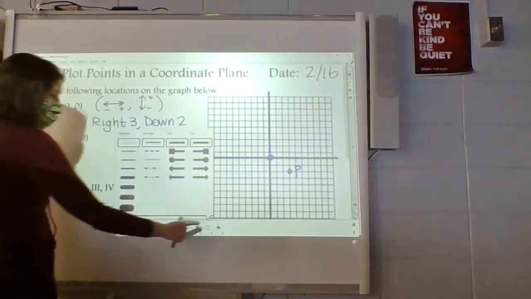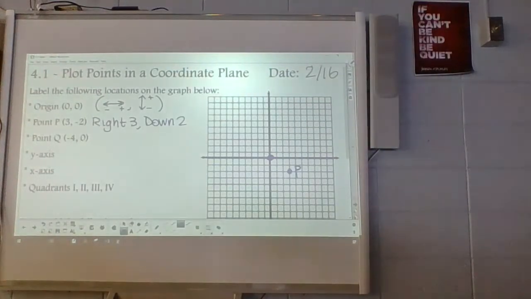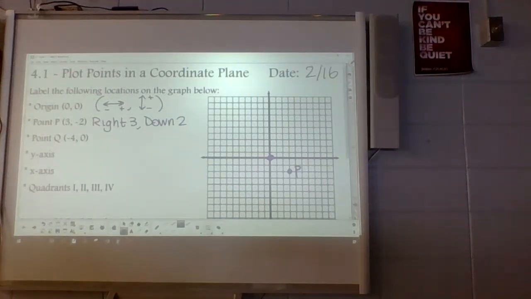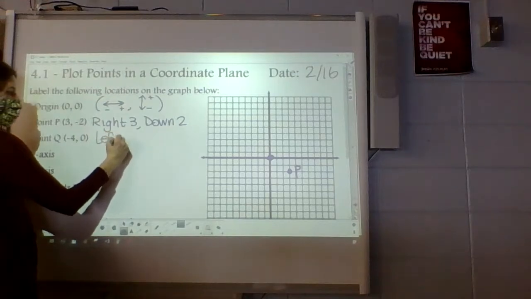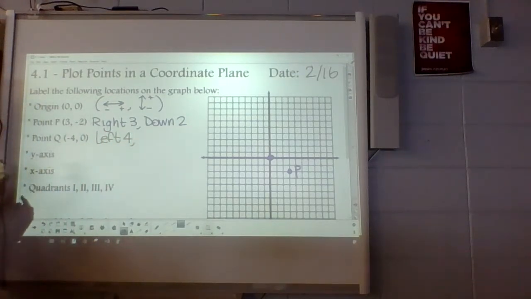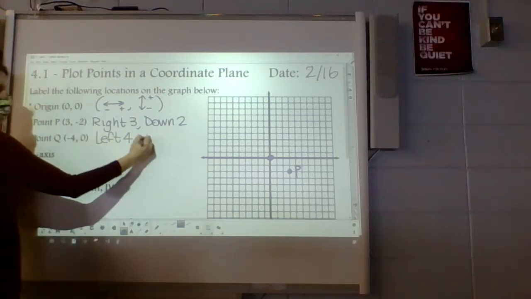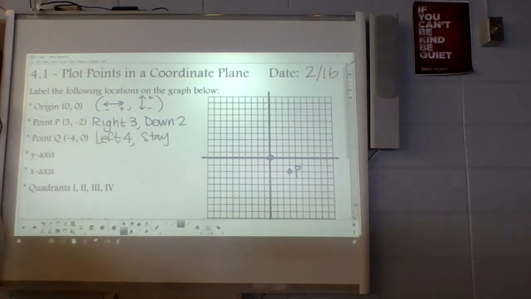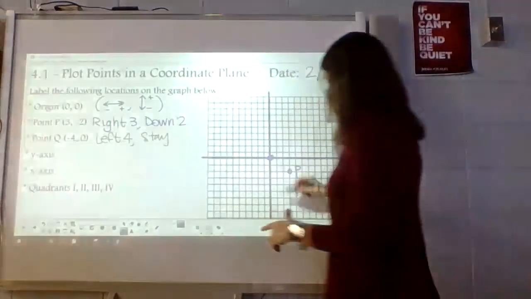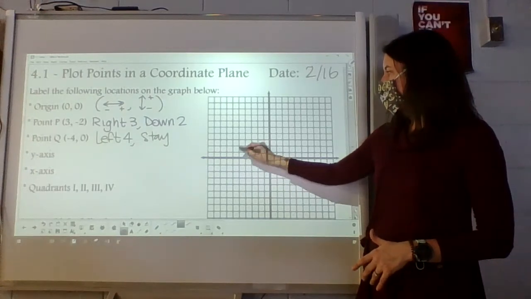So for Q there, tell me how to move. How do we move for Q? Yeah. Since it's negative, you move left, 4 to the left. Yes. So left 4 and then you don't go anywhere, you just stay the same. Not up or down at all, but just stay. Now, when we have a new coordinate point, we go back to the origin again. So we go back to the origin, go left 4, and then we don't move up or down at all. So there's our point Q.